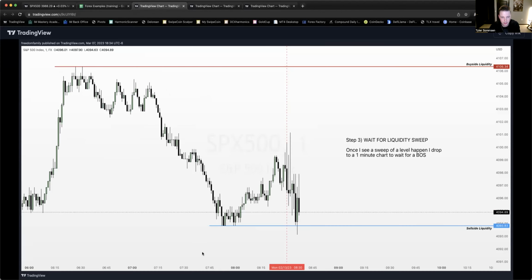The first thing we want to see before taking a trade is a run on liquidity. So I drop down to the 1-minute chart once I see that we've tapped into or ran through that initial level of buy side or sell side liquidity. Once I've done that, I move down to the 1-minute chart, because in order to get the best entry possible, you need to be on the smallest time frame possible, right? So here's how this will work. So step number 3, you wait for the sweep, which we got right here. We drop down to the 1-minute chart, and now we want to see a break of structure happen.